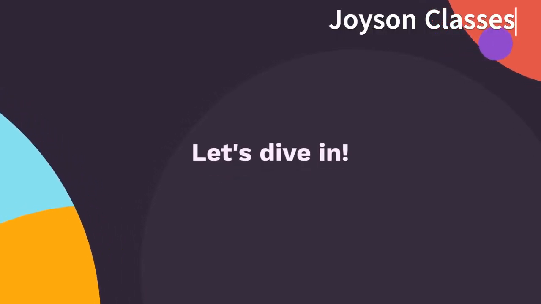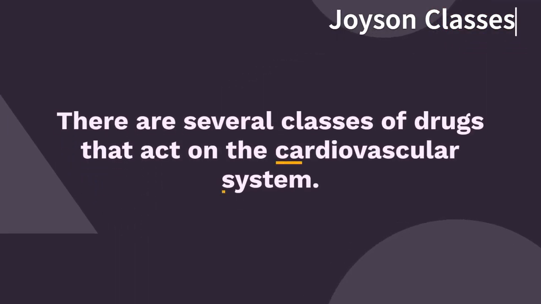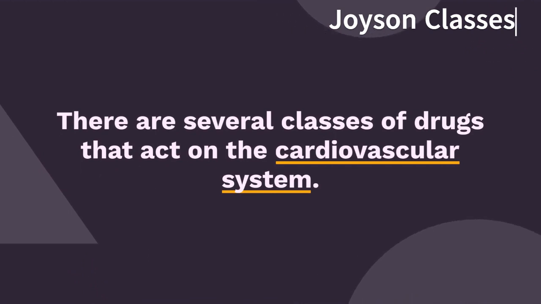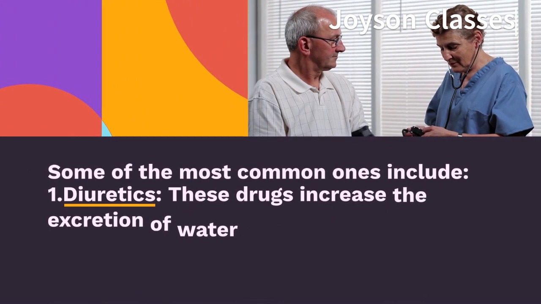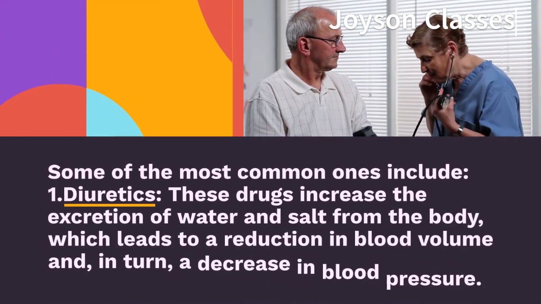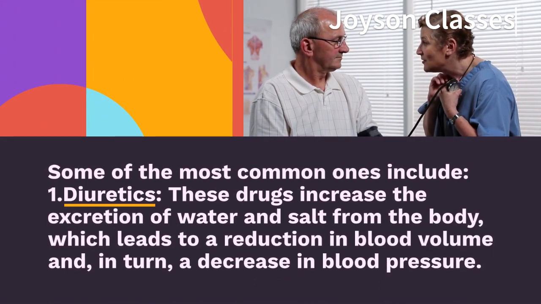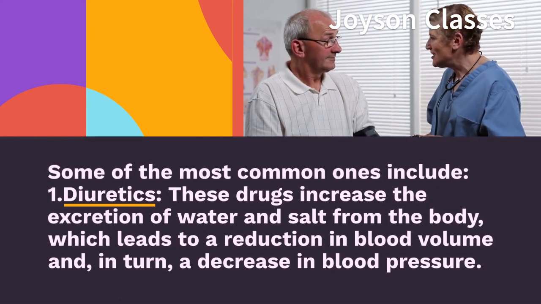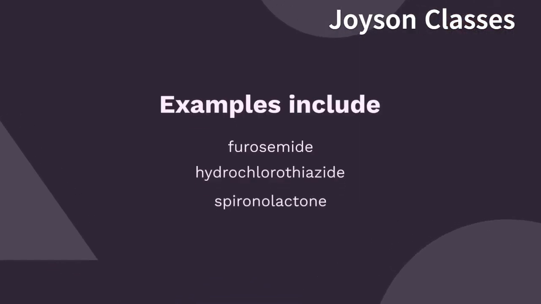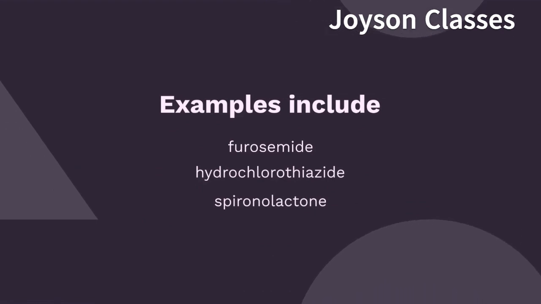There are several classes of drugs that act on the cardiovascular system. Some of the most common ones include: 1. Diuretics. These drugs increase the excretion of water and salt from the body, which leads to a reduction in blood volume and, in turn, a decrease in blood pressure. Examples include furosemide, hydrochlorothiazide, spironolactone.